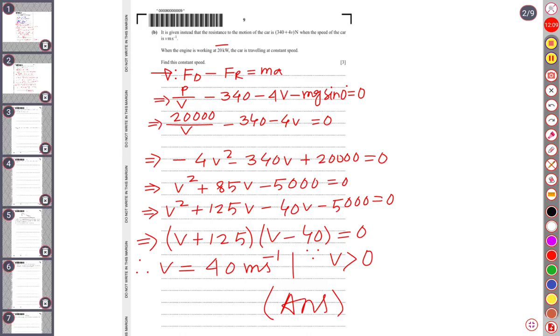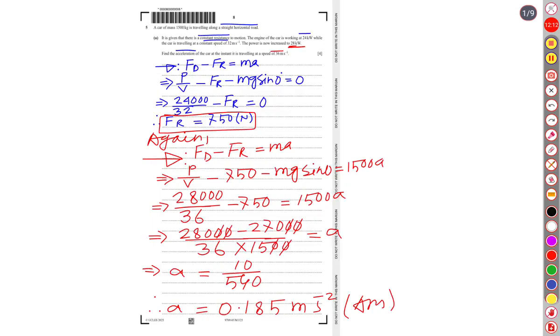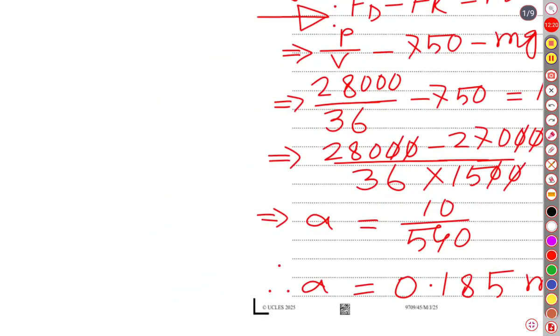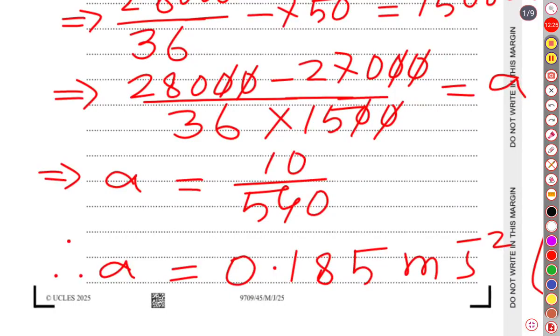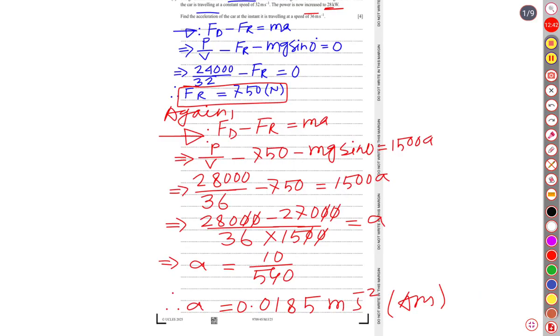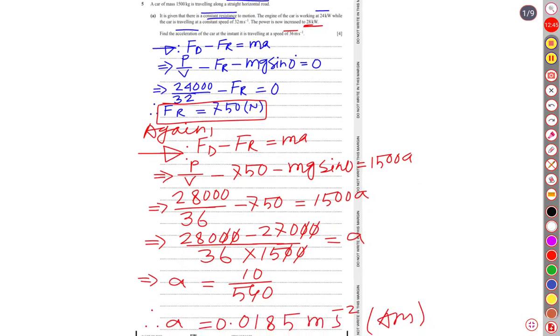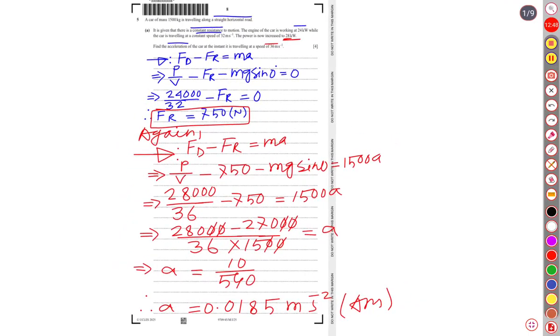Let me show the previous page again. Here, 0.18, no, sorry, I made one mistake over here. It is 0.0, so let us write 0.0185 up to three significant figures. So these are the solutions to the different parts of this question, which is very easy and simple.